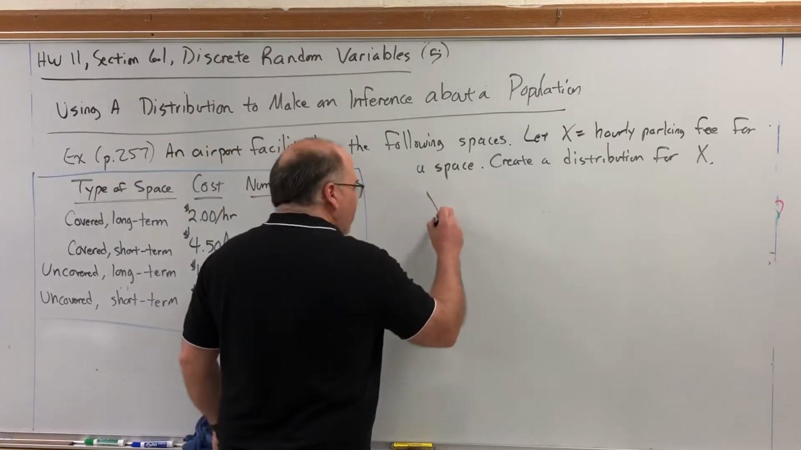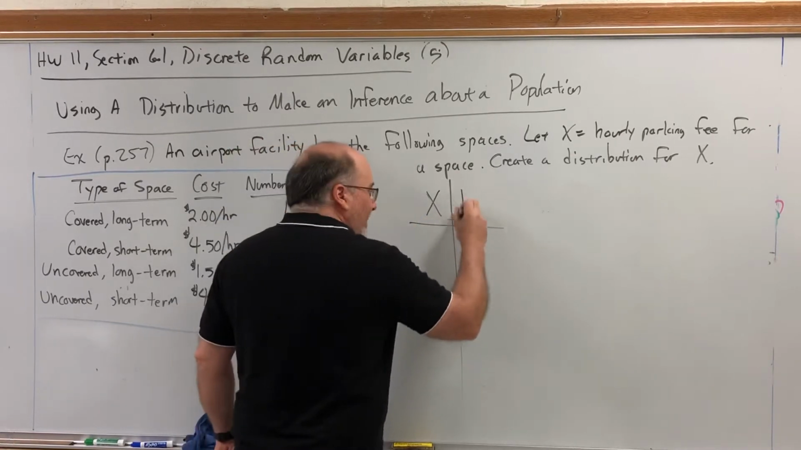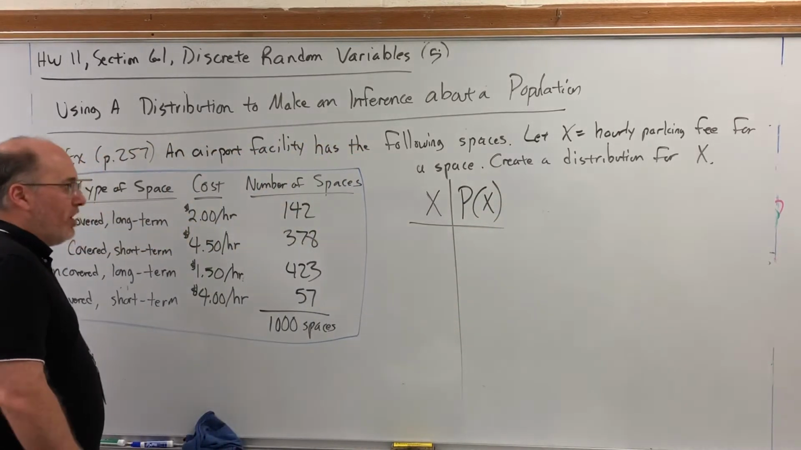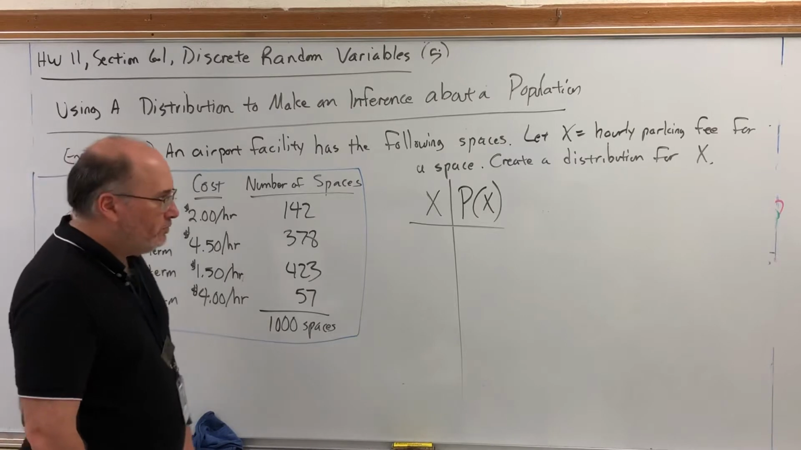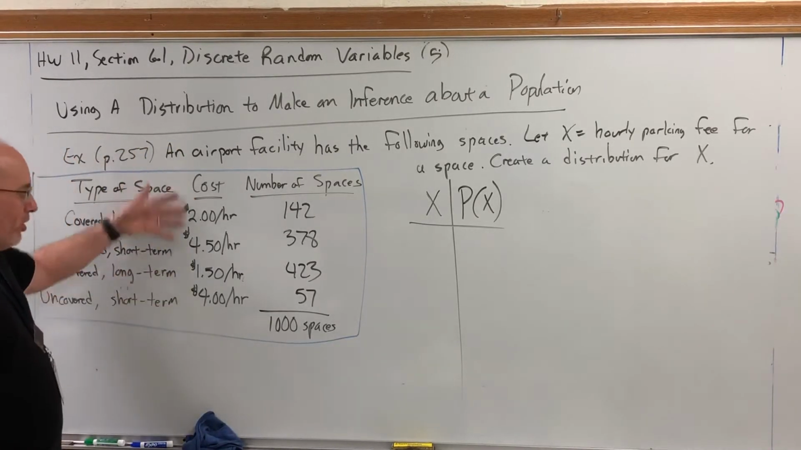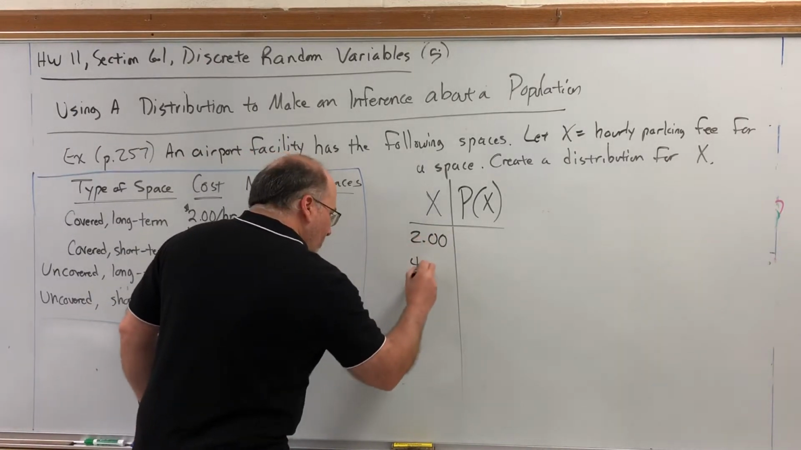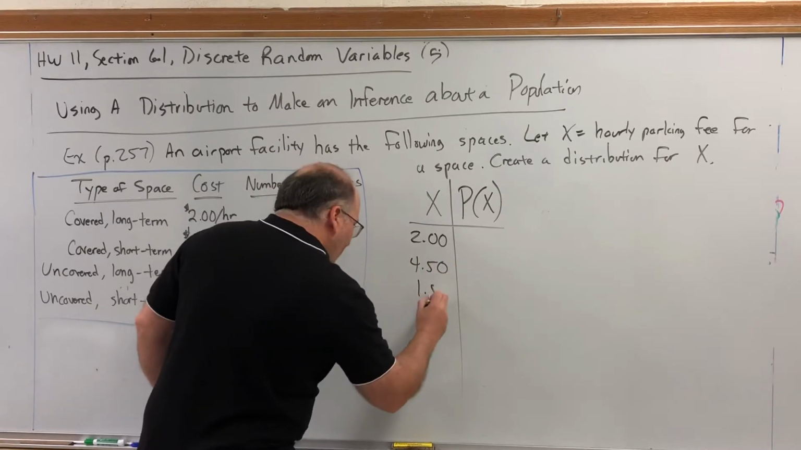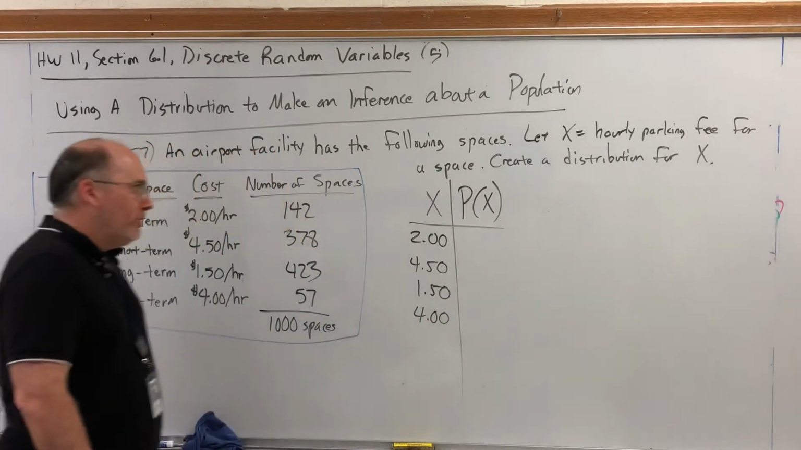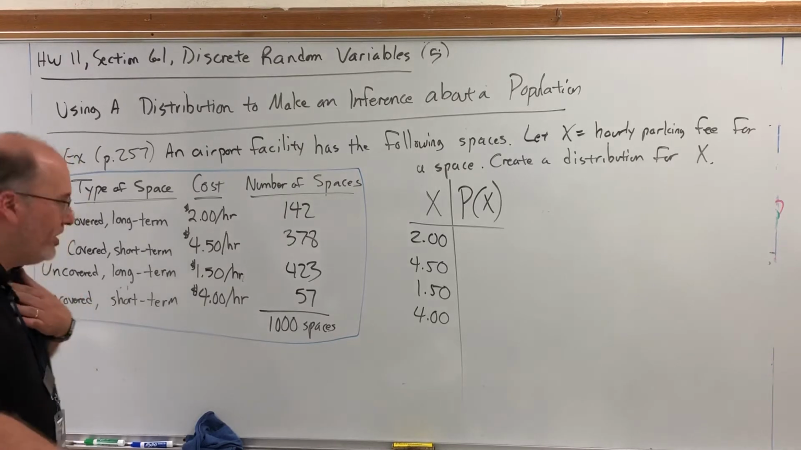If we want to create a distribution for x, which is the hourly parking fee for a space, all we have to do is set up a 2-column table, one column for x and the other for the probability of x. Under the first column, list all the possible values of x. Well, if x is the hourly parking fee for a space, these are the values of x. X can equal $2, $4.50, $1.50, or $4. But how would we calculate the probability of each of these hourly fees occurring?